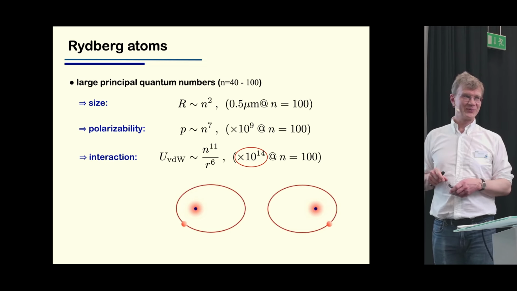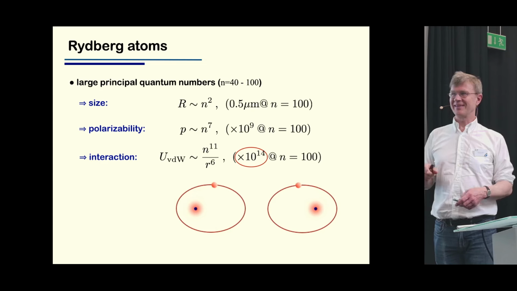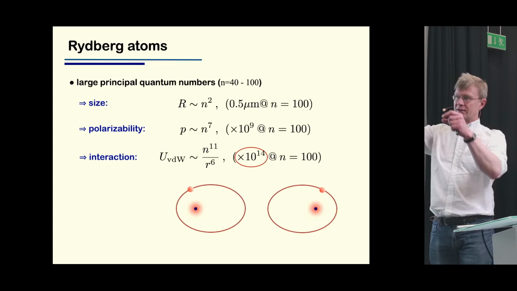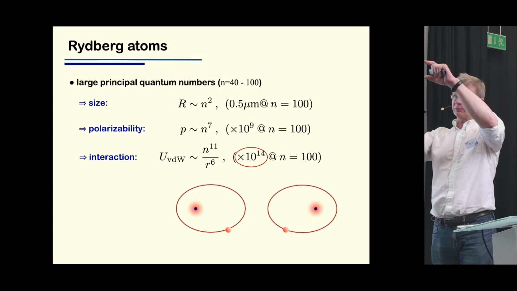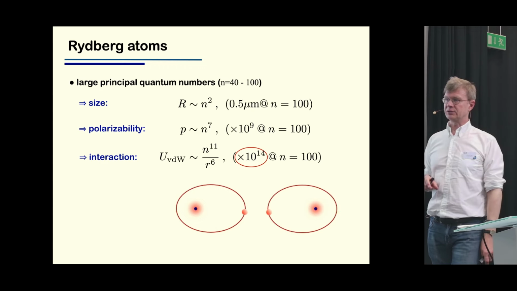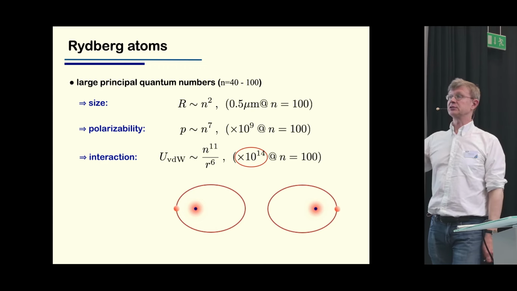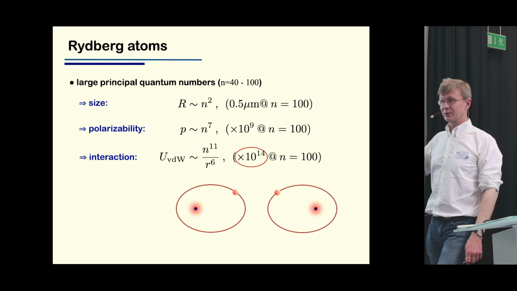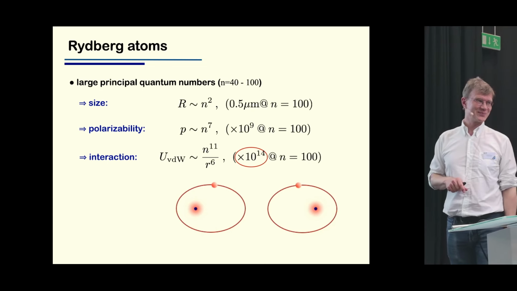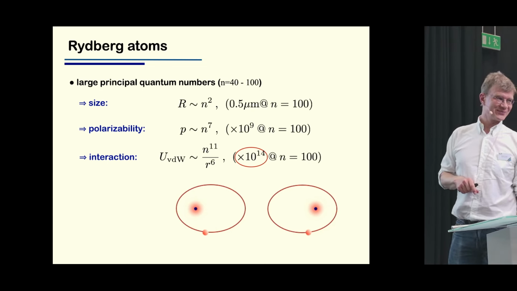Does anyone know? Yeah, exactly, because it's a second order process. Its energy denominator is the splitting between nearby Rydberg levels. It basically scales as n squared, but it's a derivative, which counts as n cubed. Does it make sense? Any questions?